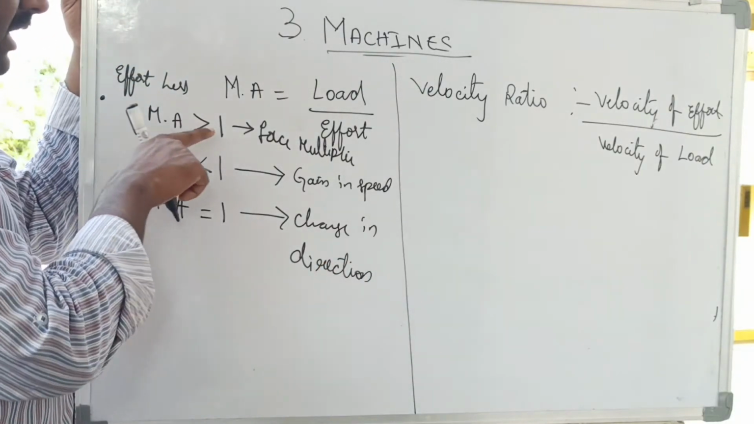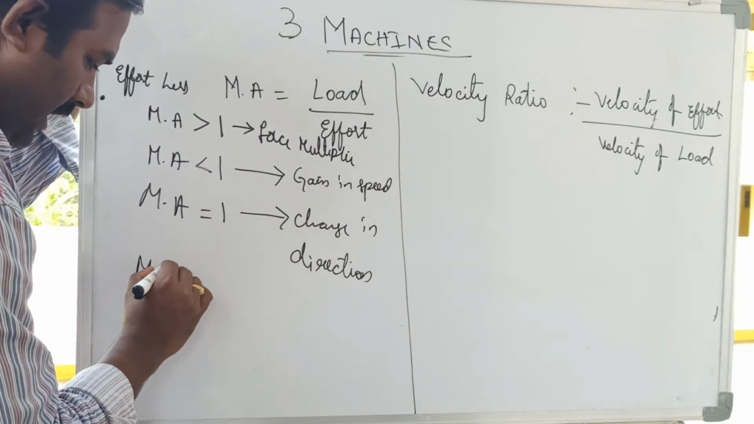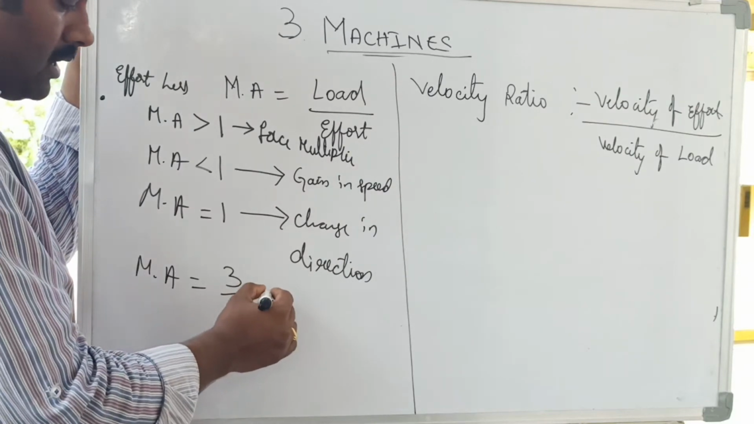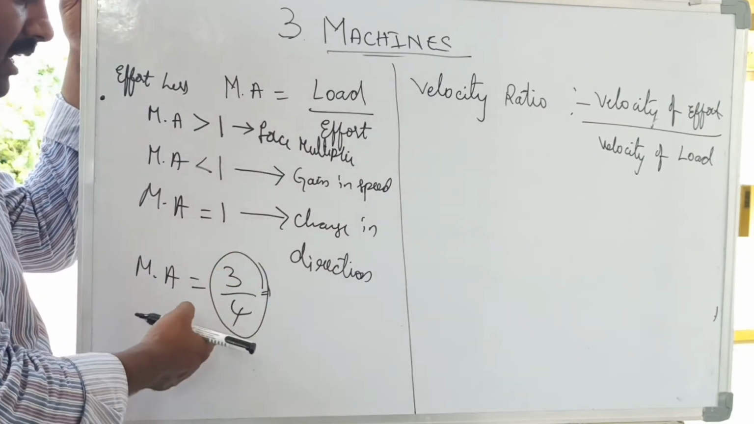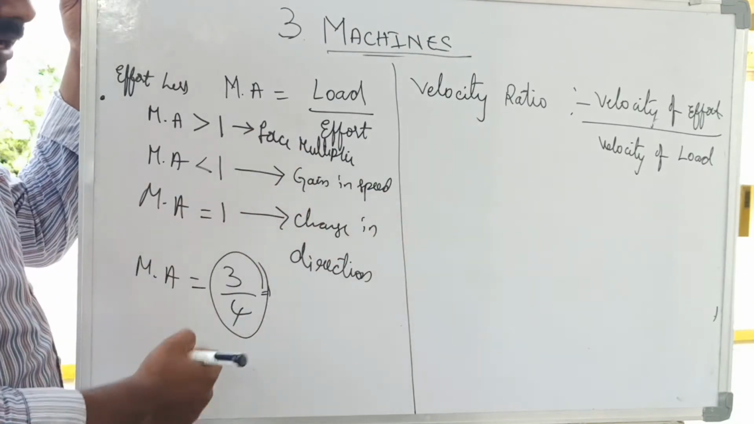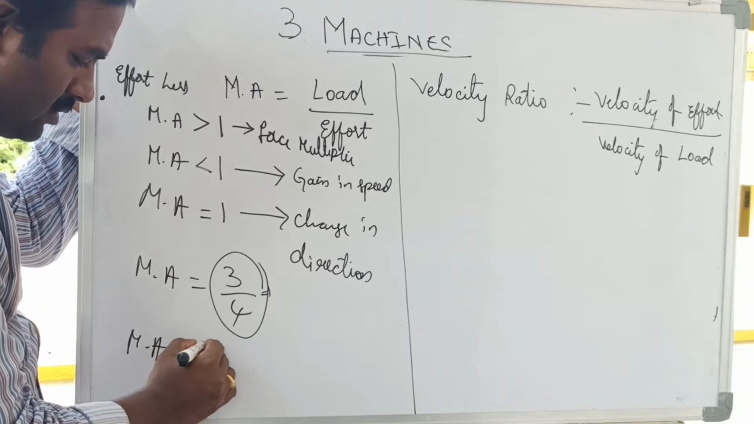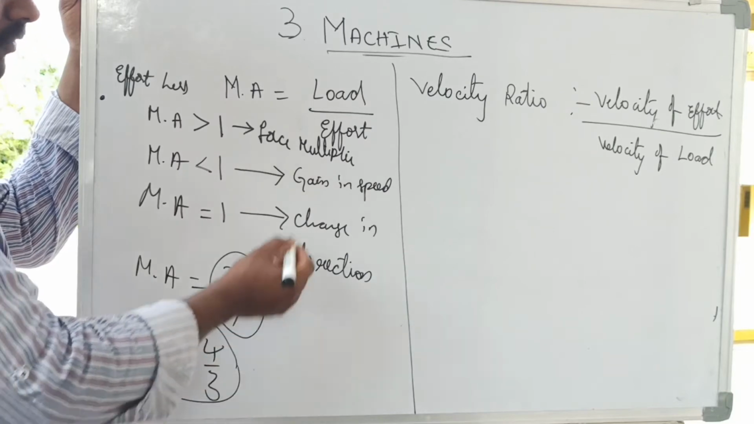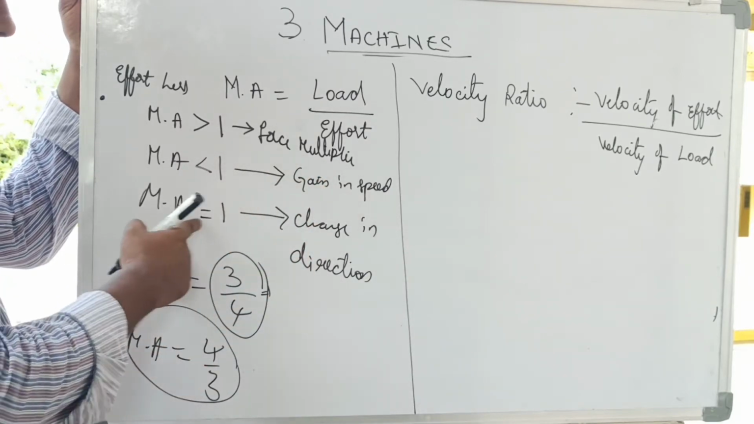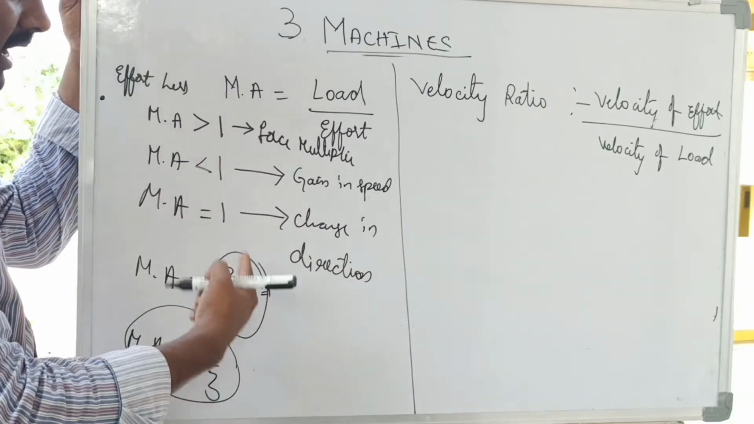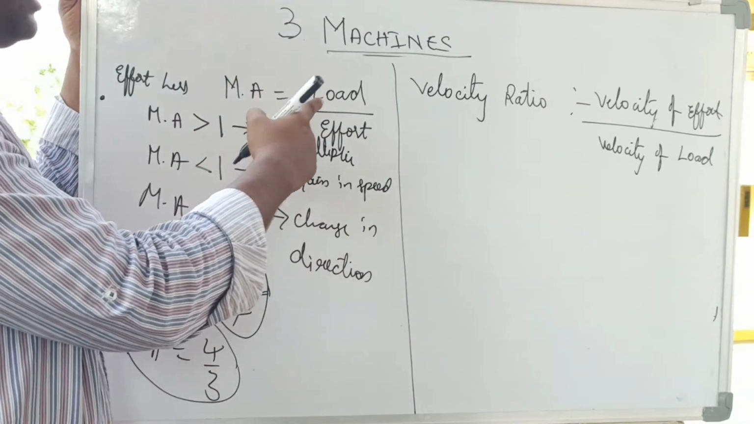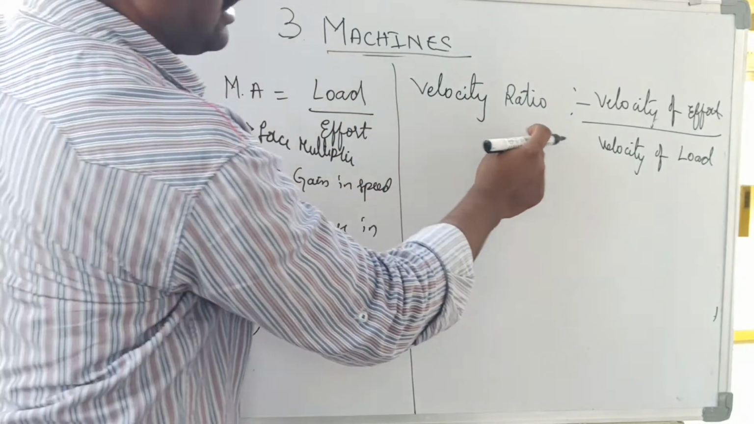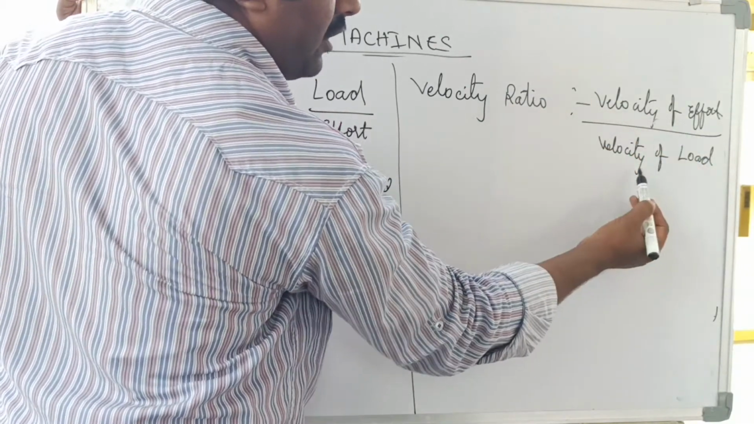For example, suppose mechanical advantage is equal to 3 by 4. Your load is 3, effort is more, so 3 by 4 is less than 1, therefore it is a gain in speed. Suppose mechanical advantage is equal to 4 by 3, this is greater than 1, therefore it becomes a force multiplier. If the answer is 1, then it is a change in direction. We can identify like this: mechanical advantage is the ratio of the load to the effort.